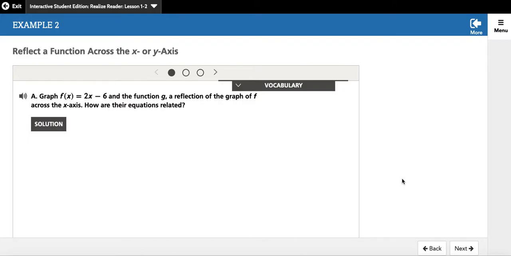Hello Algebra 2 students. This is the video for example 2 for section 1.2. We're going to reflect a function across axes now, around the x and the y axis.